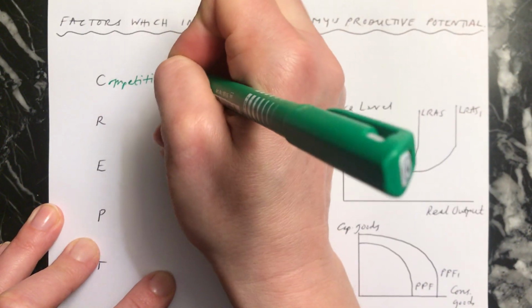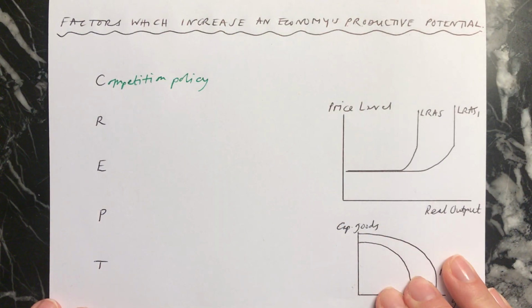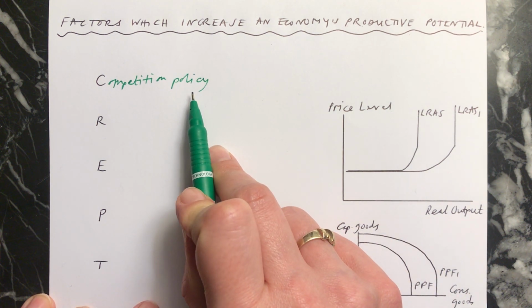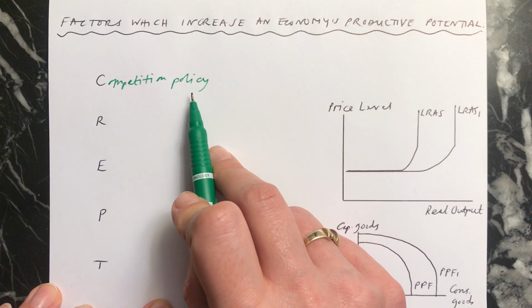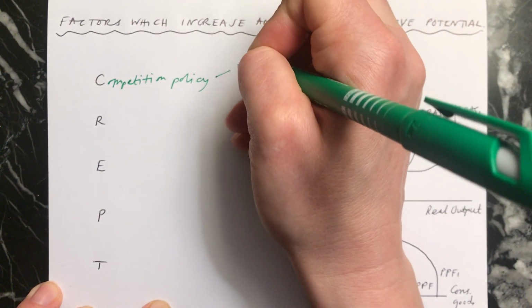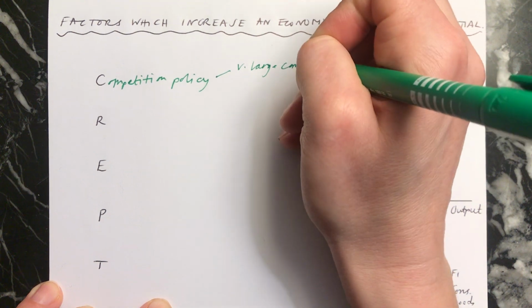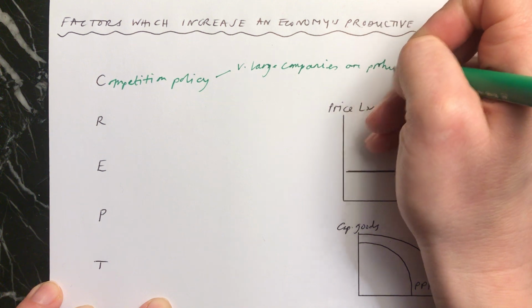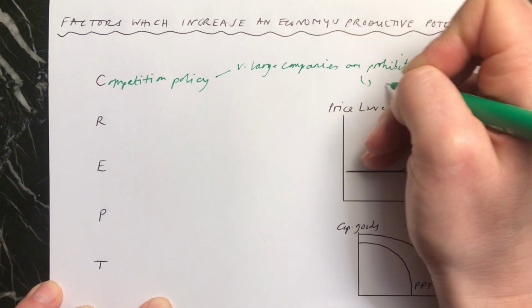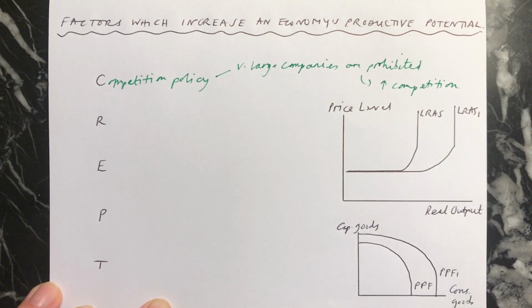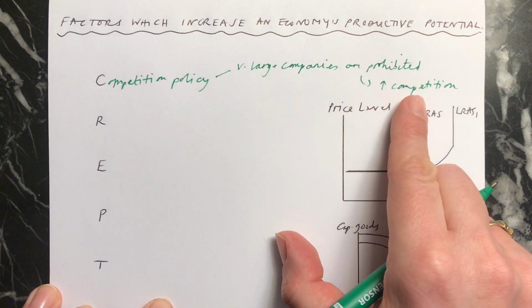Competition policy is what a government can do in a country to encourage competition between businesses. If firms are forced to be more competitive, so for example, if very large companies, monopolies, are prohibited or limited, this would increase competition. You'll have more firms, and if you have more firms, they'll be competing on price and quality and everything else.